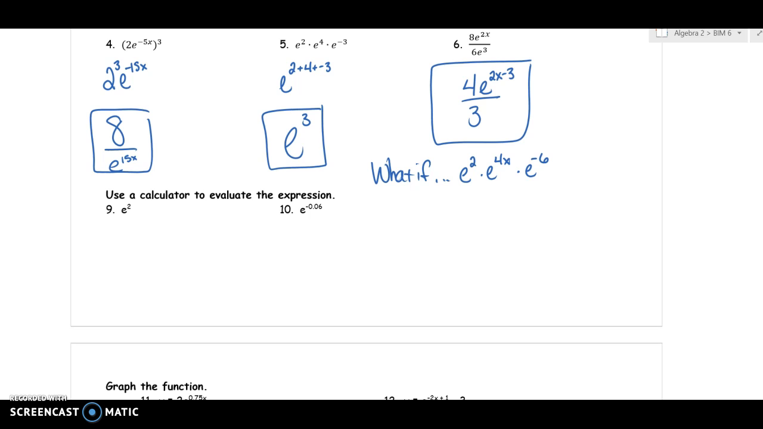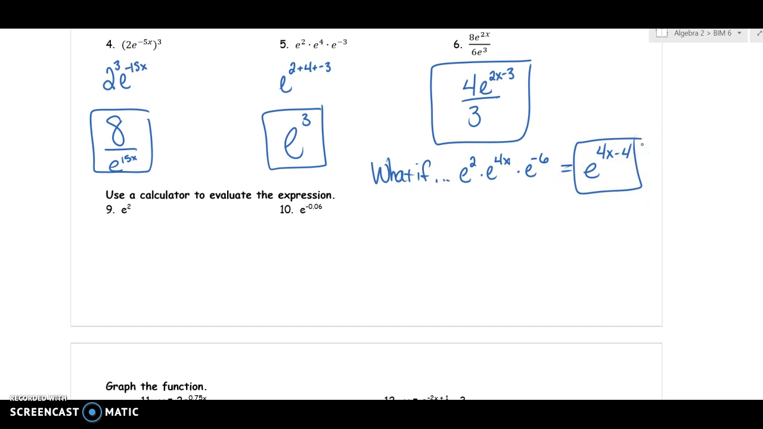What if we have e squared times e to the 4x times e to the negative 6? You'd add those all together, but which two can you actually add together? The 2 and the negative 6? So we would have e to the 4x minus 4. You can't actually combine all those together, so you just leave them together in the exponent.